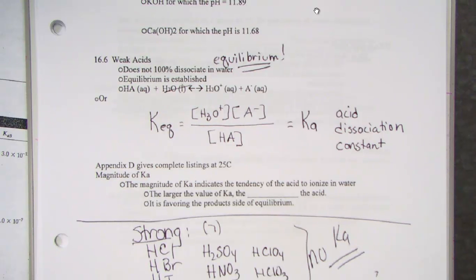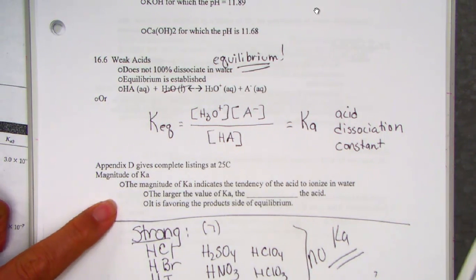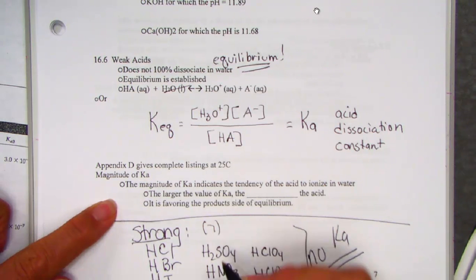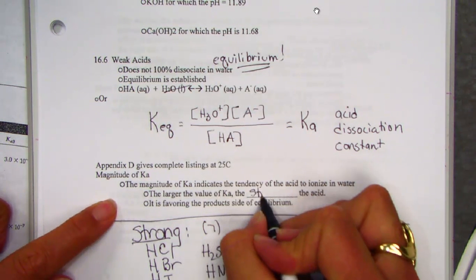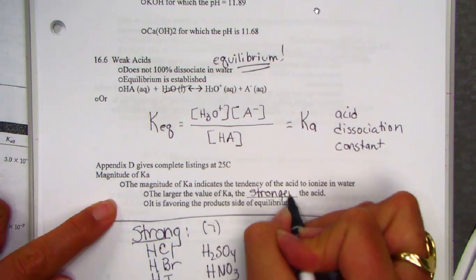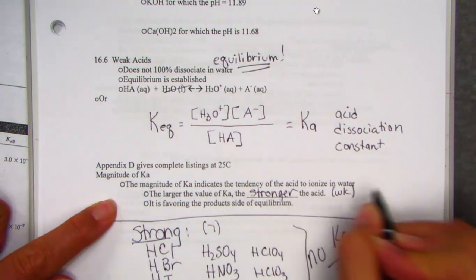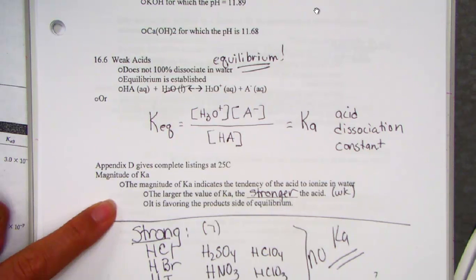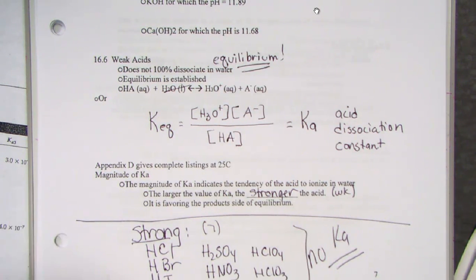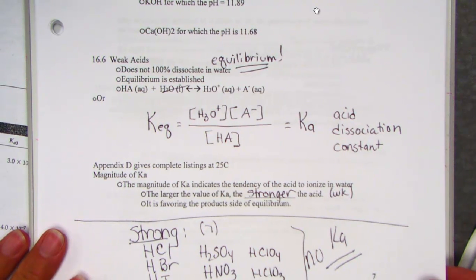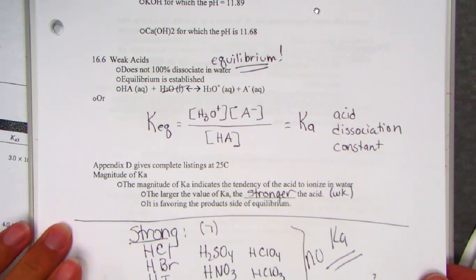That doesn't mean that all acids are created equal when they set up an equilibrium constant. That's what we're referring to by the magnitude of the Ka. The larger the Ka value, the stronger the weak acid. It's favoring the product side of our equilibrium. The larger the number, the more we produce product, the ions in our equilibrium. The smaller the number, the more we favor the molecular form.